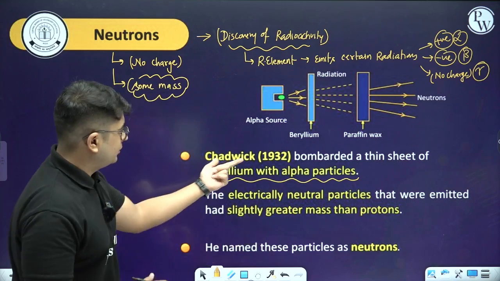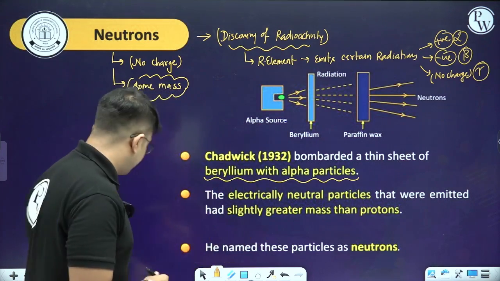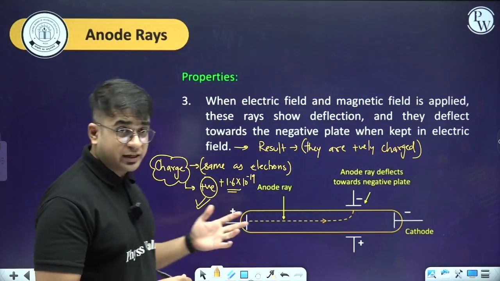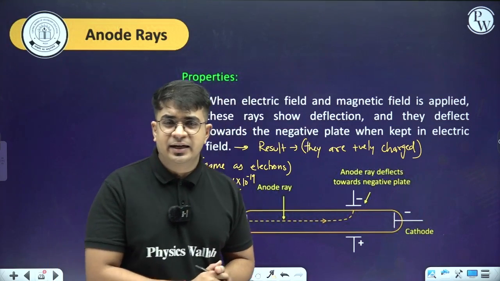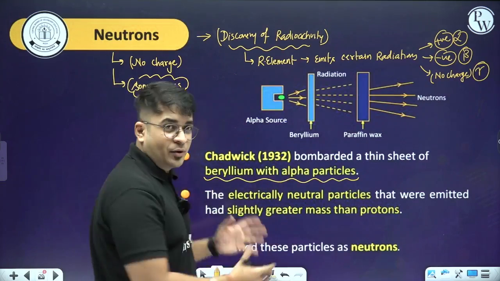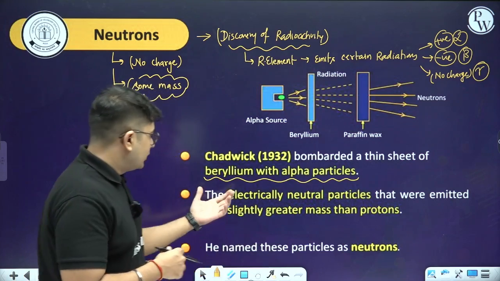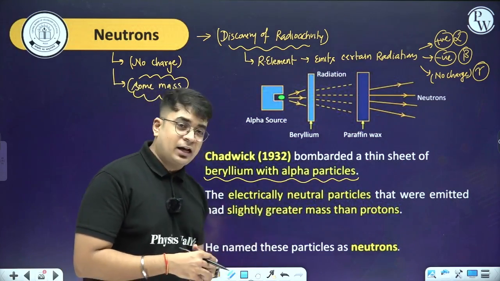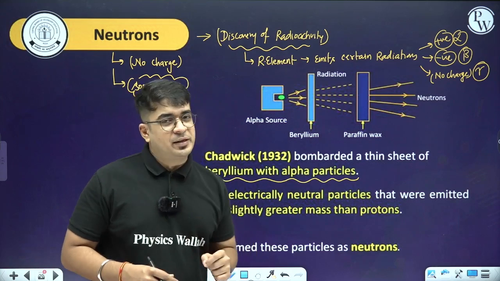This experiment was done in 1932, and the entire part related to your cathode rays or anode rays was in the year of 1896, I guess. So you can see an enormous amount of time which was spent on the discovery of radioactivity. The electrically neutral particles that were emitted had slightly greater mass than the protons. So basically the experiment was very easy.